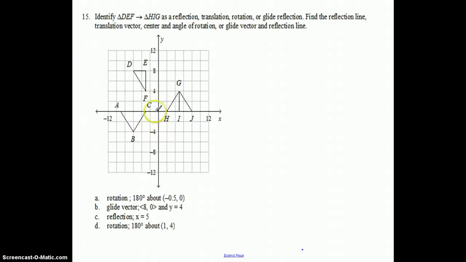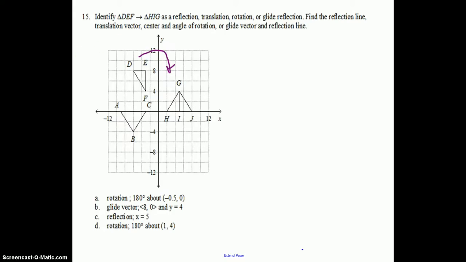And they want us to figure out how we can get from one to the other by using reflections, translations, rotations, or a glide reflection. A glide reflection is a fancy way of saying you slide it over and then reflect it to get it in the right spot. So let's take a look at some of these, because I think this is kind of hard for students.